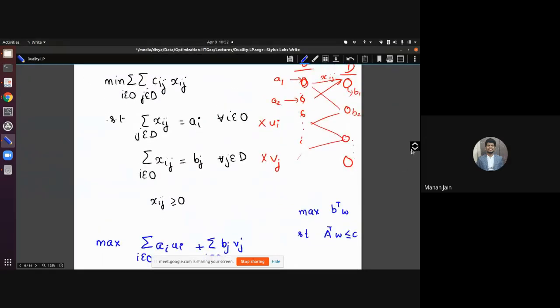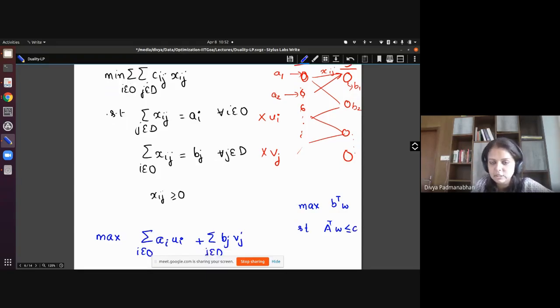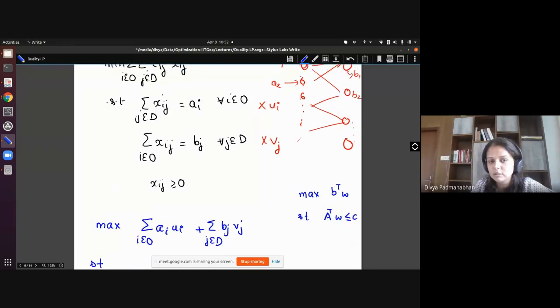So what you need to do is take each of the xij's and see what the coefficients would be. If you multiply this with ui and this with vj, and then sum up, see what is the coefficient of each xij. So let's fix an ij, an i in origin and j in destination. Now can you tell me what the coefficients would be?